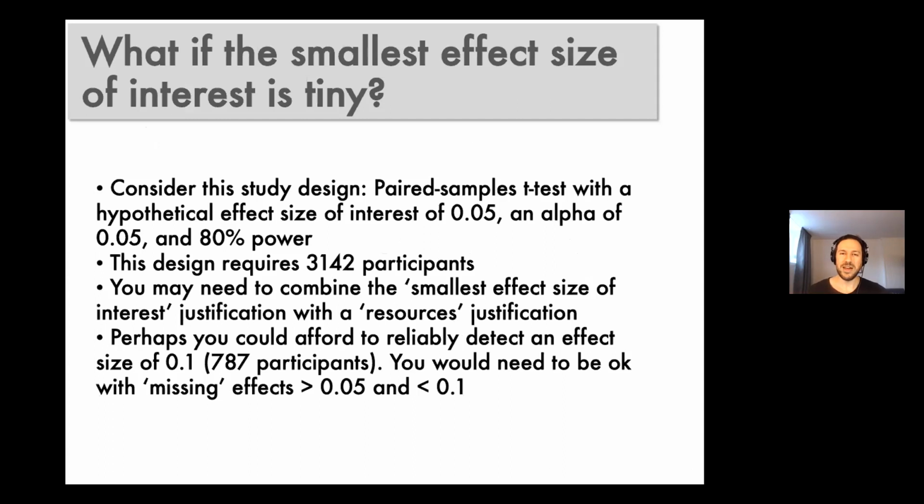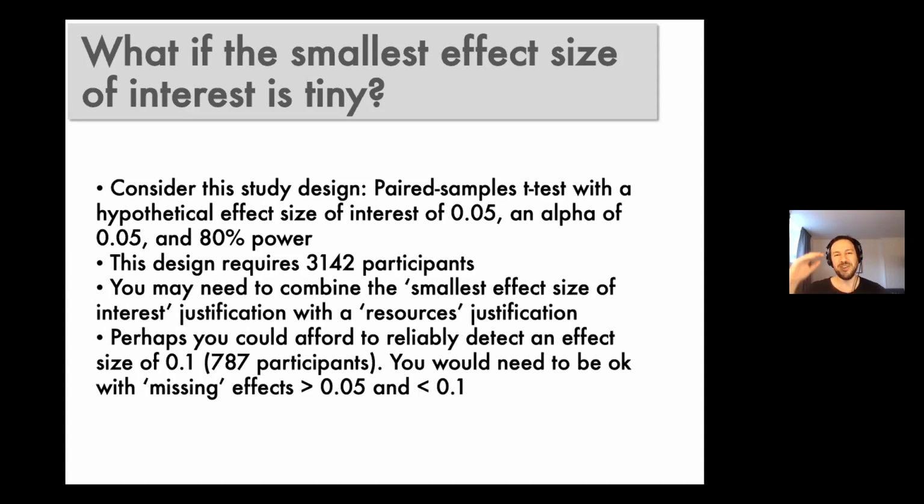One other thing to think about is maybe you're very clear on what your smallest effect size of interest is, but maybe it's tiny, maybe it's 0.01. So if we look at this and if we think our smallest effect size of interest is 0.05, this would require more than 3,000 participants.